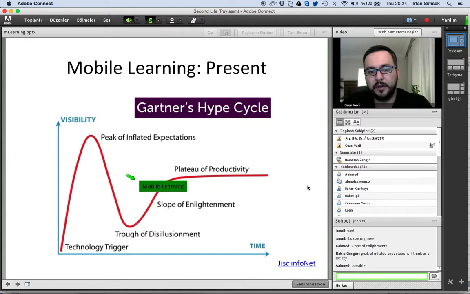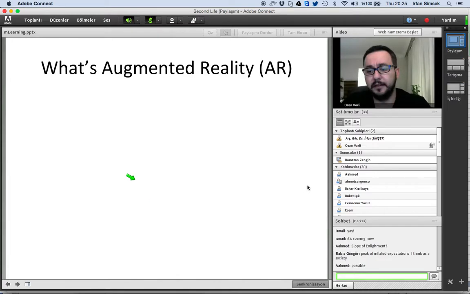This is a nice depiction of the current status of mobile learning studies or the use of mobile. Because we're not sure if we can use it in a very productive way, but at the same time, we're so enthusiastic about looking for possibilities. And today I'm going to show you how I am experimenting with this technology. So what is augmented reality? And how am I going to connect augmented reality with mobile learning?